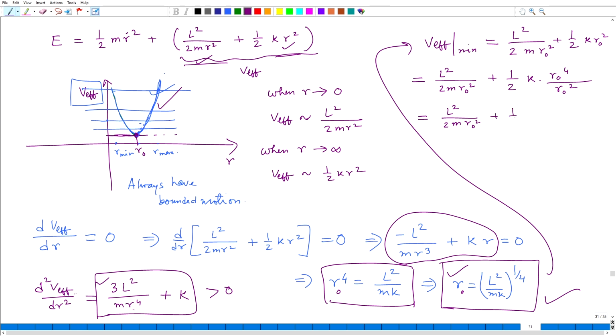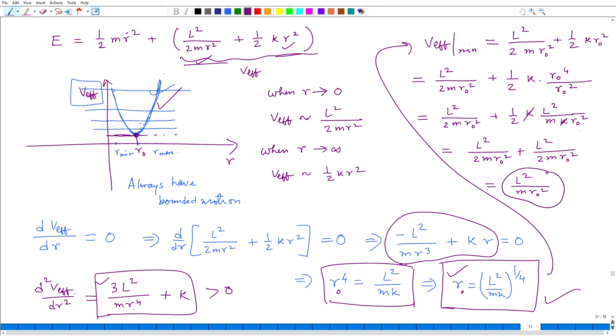Then I write half k. So r0 to the 4 I actually wrote as L square by mk, times r0 square, because r0 square is here. Then this k will go away and finally you will have L square by 2m r0 square plus L square by 2m r0 square, and you will have L square by m r0 square.